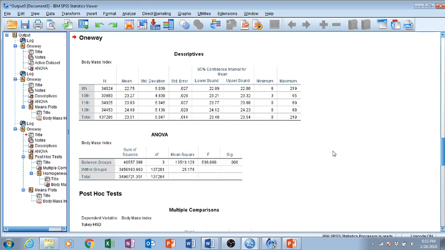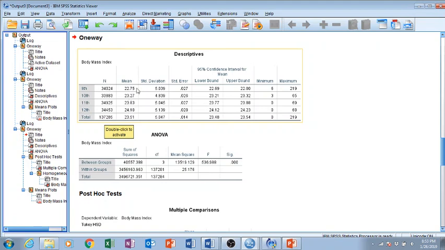And here are my findings. So 9, 10, 11, 12, you can see I have 34,000, 34,000, 33,000, 34,000 participants in each grade. So it's quite a humongous sample, right? 137,285 total participants.